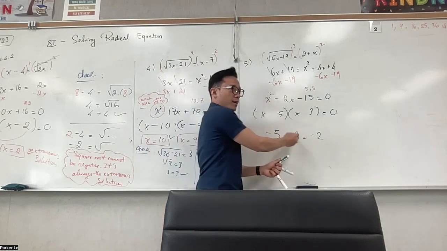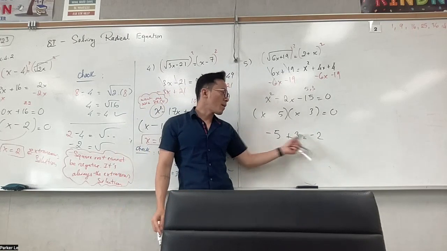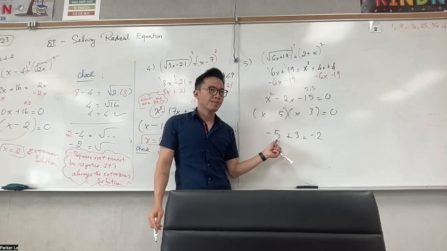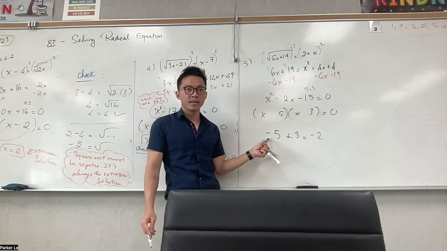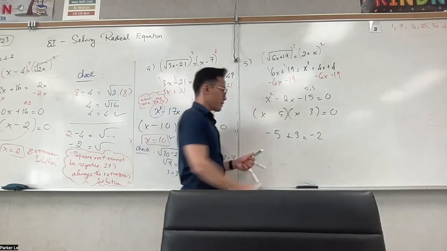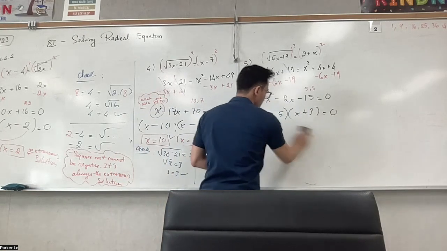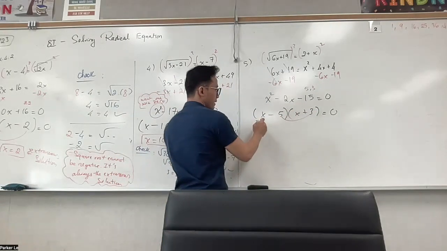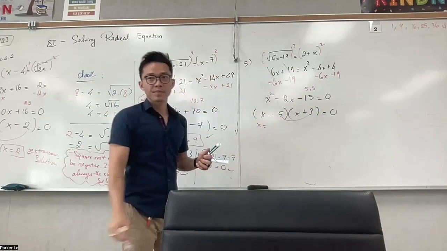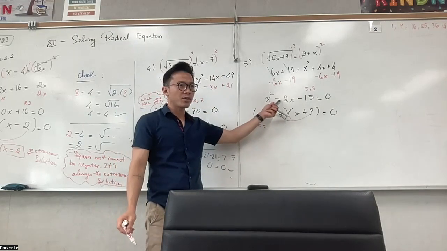Negative and positive. So here's the trick. They're always matching with the biggest number. This is negative 2, so the biggest number is 5. It must be negative. They always match with the biggest number. So negative and positive. When you check this, you multiply them, you have negative 15, so it's correct. The biggest number always matches the sign.